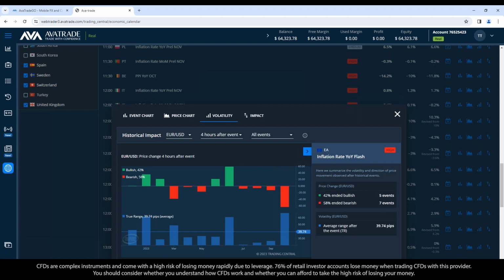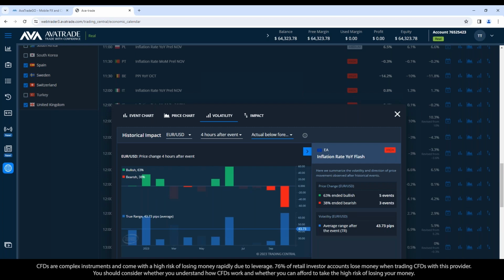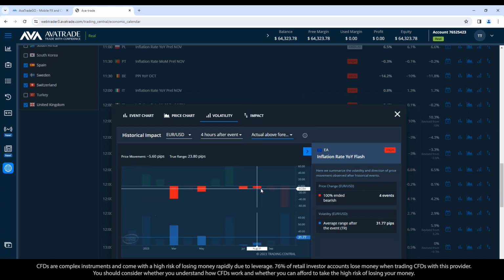Some of them have maybe a stronger significance statistically than others. So if we then check above forecast, 100% bearish. Below forecast, 63% bullish. That seems to ring a bell a bit more then. So the historical data shows a statistical advantage to buy if it comes in below forecast in the 4 hours following the event. And if it comes in above forecast, a strong statistical advantage to sell.